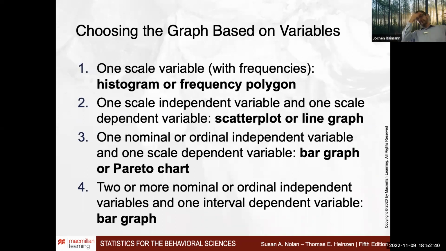So basically we have here an overview, and I'm flagging this. That's a good overview. If you have one scale variable and you want to show the distribution, the occurrence of each individual value, show them as a histogram or a frequency polygon. If you have one scale independent variable and one scale dependent variable, this is typically a scatter plot, or if the independent variable is a time series, use a line graph.